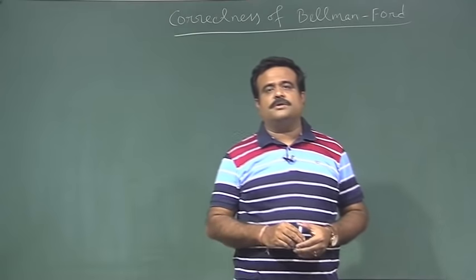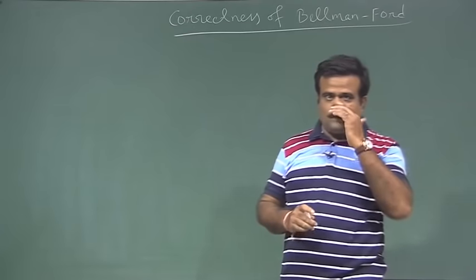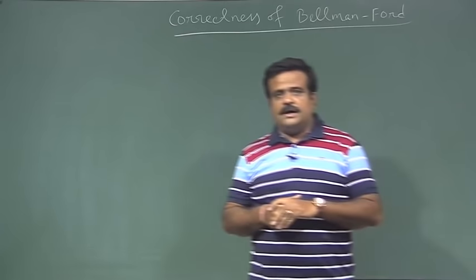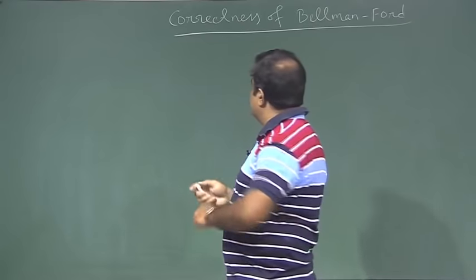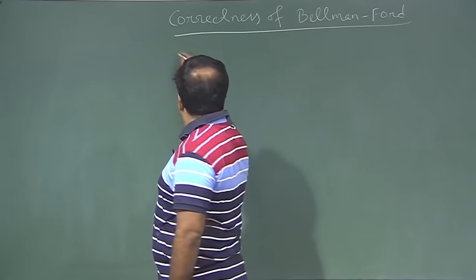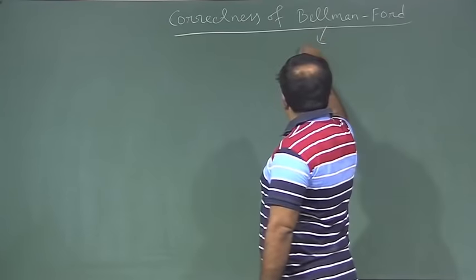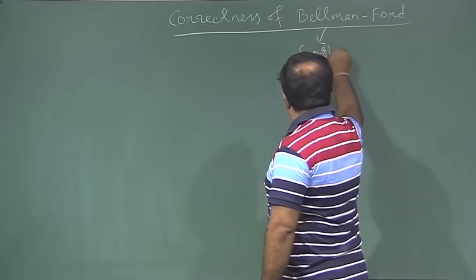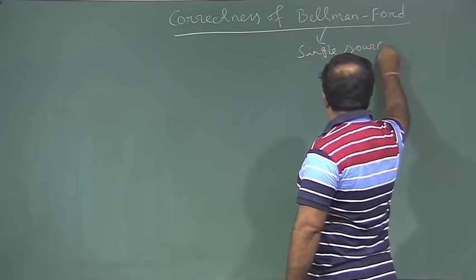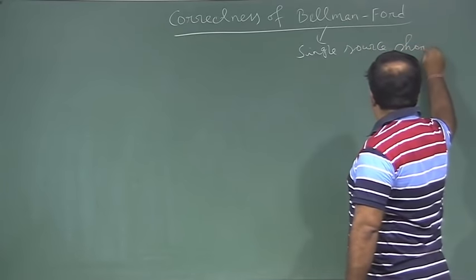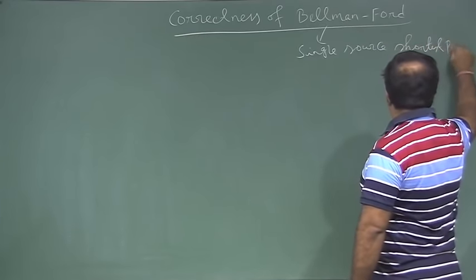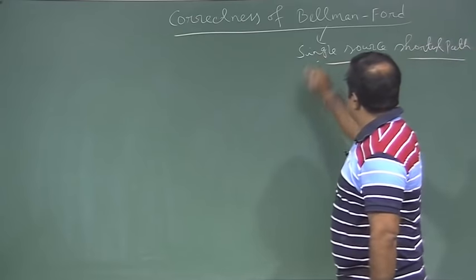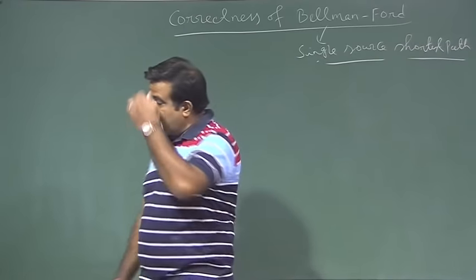Okay, so we are talking about the Bellman-Ford algorithm. Today we will discuss the correctness of the algorithm. So what is the Bellman-Ford algorithm? It is to find the single source shortest path. We discussed this algorithm in the last class, but just to recap.